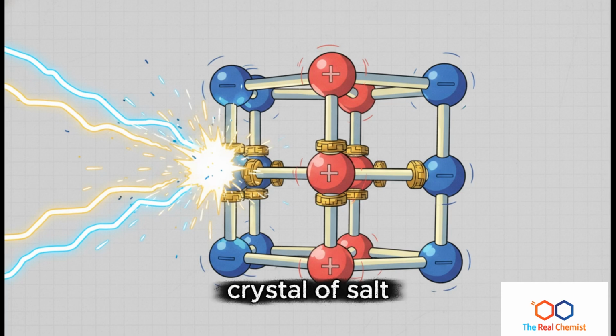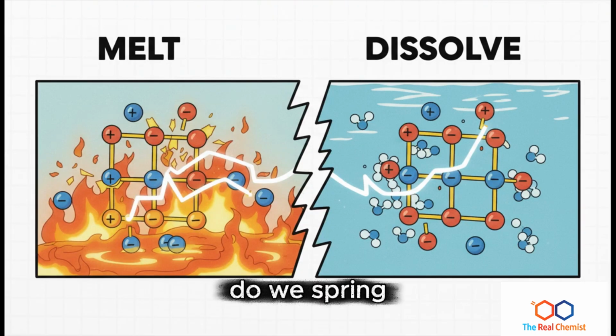In a solid crystal of salt, they are locked into this super rigid structure we call a crystal lattice. They can vibrate a little, sure, but they can't move around. And if your charges can't move, you can't have an electrical current. End of story. So how do we spring them from jail?